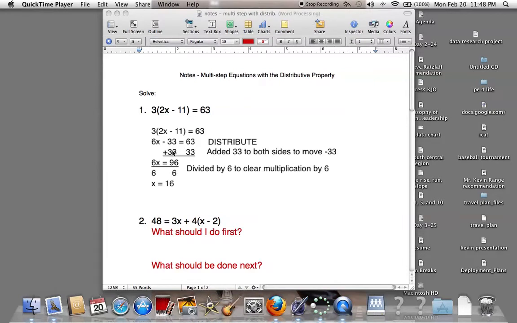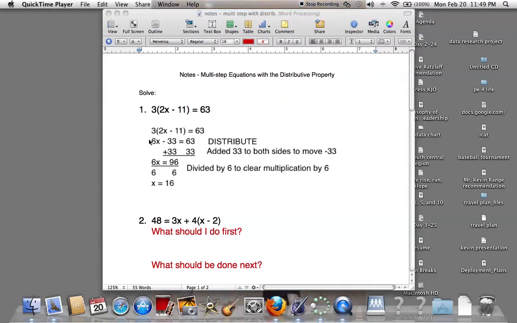So we're going to add 33 to both sides, and that will move our minus 33, making this minus and this plus go to 0. So we'll be left with 6x equals 96. Then because this 6 is multiplied by x, we divide by 6 on both sides, and we get an answer of x equals 16. Hopefully that process makes sense.